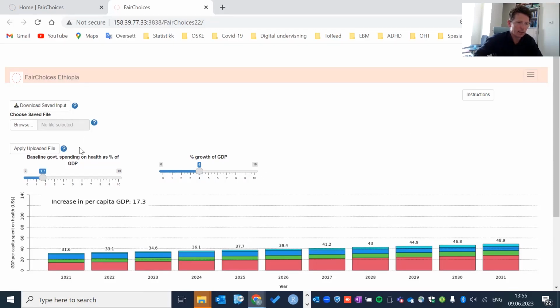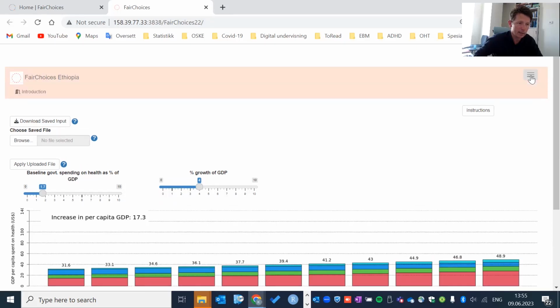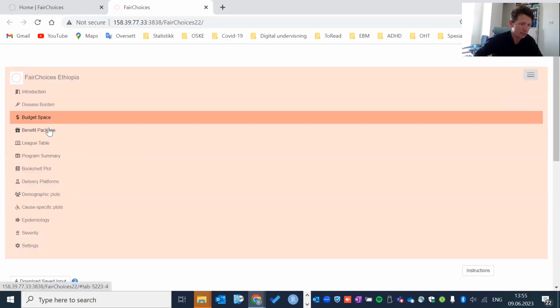But of course, again, this needs to be done with experts and in collaboration with Ministry of Finance and Ministry of Health, and in good processes.